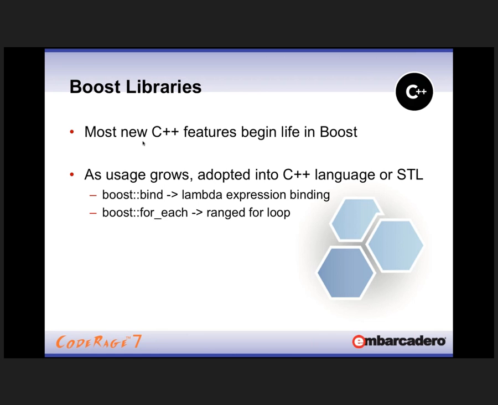Bind itself made it into the standard part of the library, but there's also language support for binding as well. Another example is the range for loop, which got added to the spec. So there's language syntax that implements essentially a for each loop. So a couple of examples of how Boost really adds or drives, if you will, the adoption of certain features and eventual inclusion of that feature into either the language or the standard.